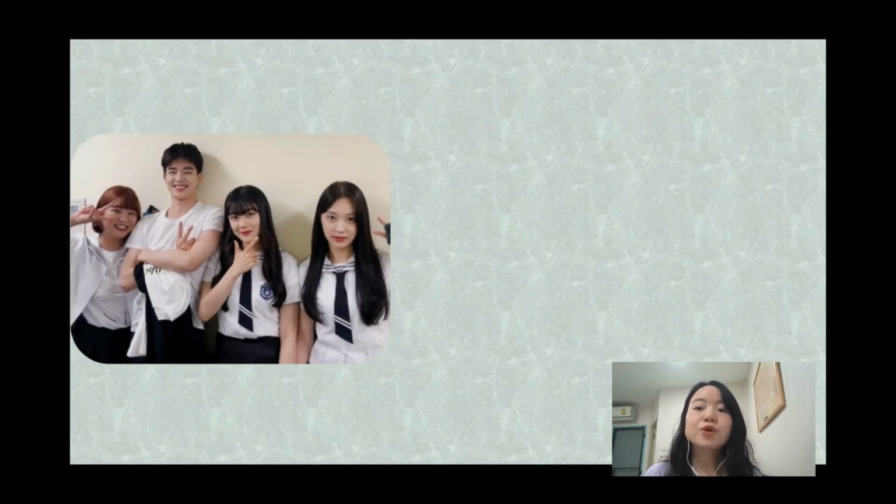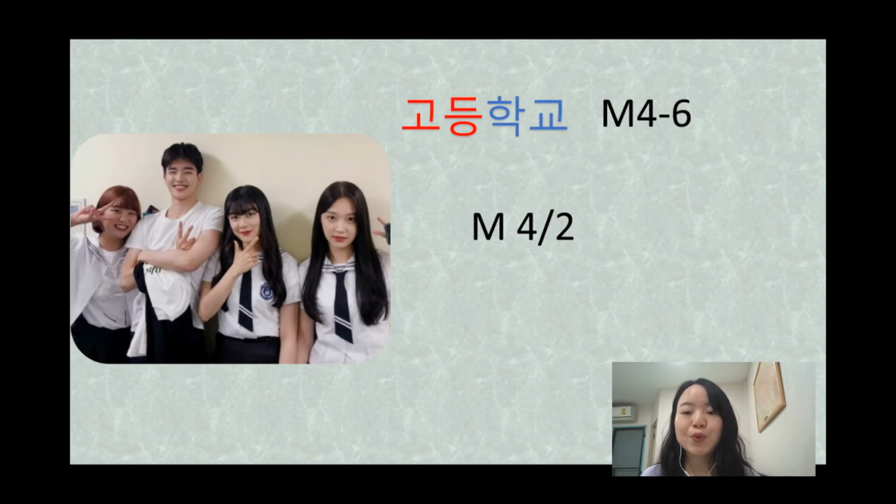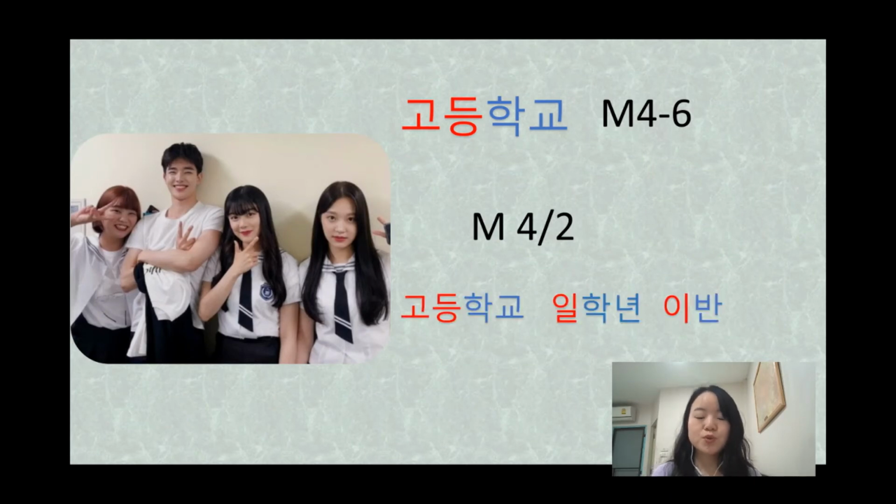Okay, M1 to M3 is 중학교. Then M4 to M6, it's 고등학교. Okay. For example, these guys, they're from M4/2. So how to say in Korean? M4 is the first year of 고등학교. So it should be 고등학교 1학년. Okay, here it's 4, but it's the first year of 고등학교. So here it should be 1. 1학년. Okay, the class 2. 2반. 1학년 2반.